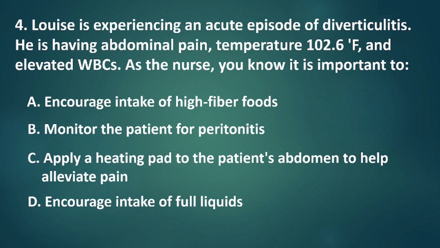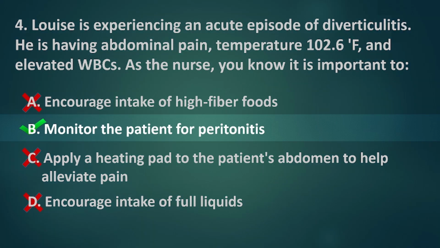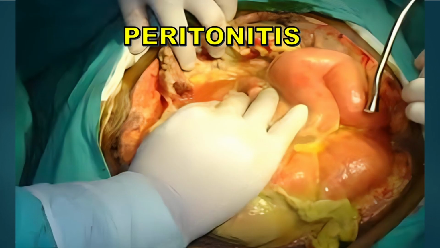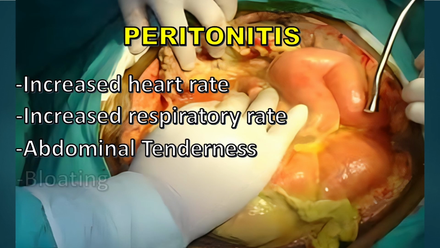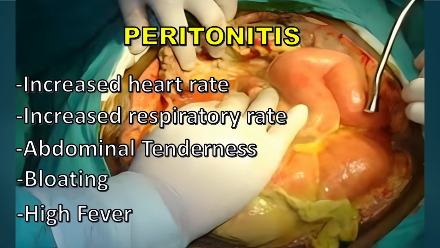The correct answer is letter B. The patient experiencing an episode of acute diverticulitis is at risk for abscess due to the presenting infection if the affected pouches rupture. Therefore, the nurse should monitor the patient for signs and symptoms of peritonitis, which includes increased heart rate, respiratory rate, abdominal tenderness, bloating, and high fever.